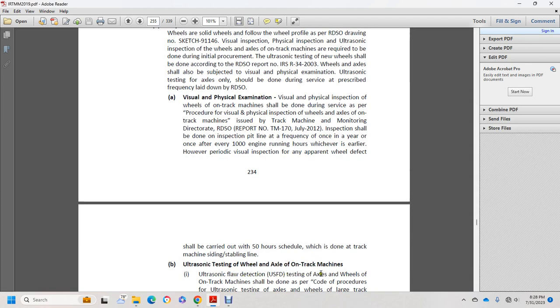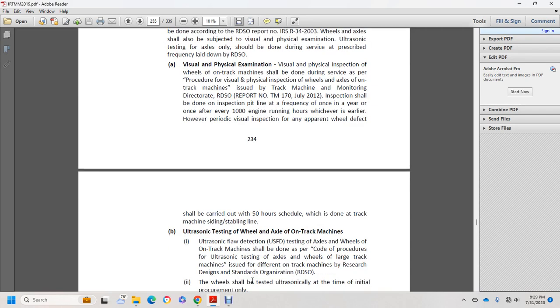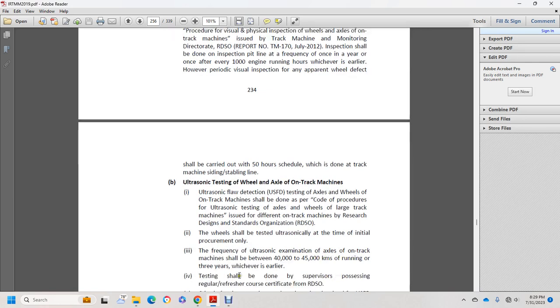Ultrasonic flaw detection testing of the axle and the wheel on the track machine should be done as per the code of the procedure. Ultrasonic testing of axles and wheels of large track machines should follow the Research Designs and Standards Organisation. Wheels should be tested ultrasonically at the time of initial procurement only. The frequency of ultrasonic examination of axles on the track machine should be between 40 to 45,000 kilometers of running, or 3 years, whichever is earlier.